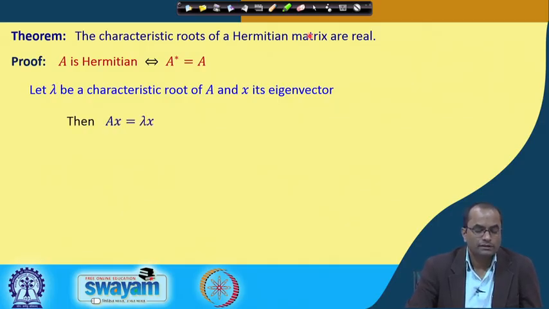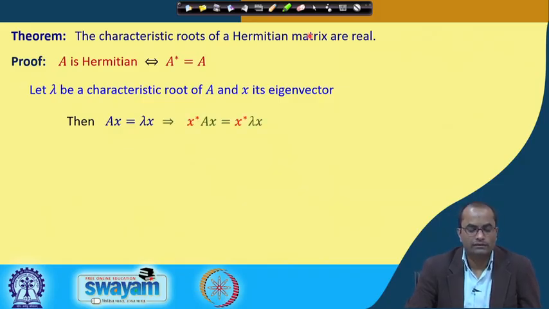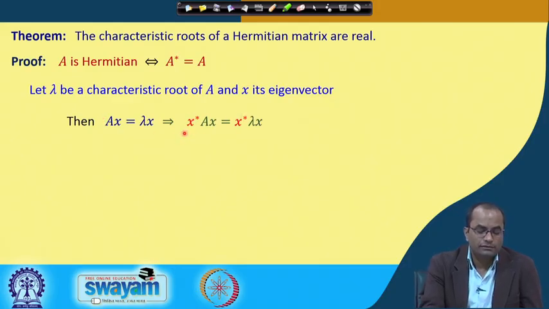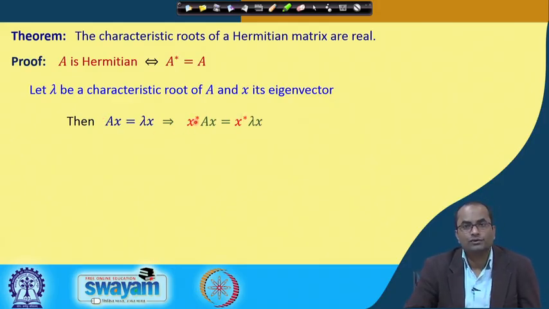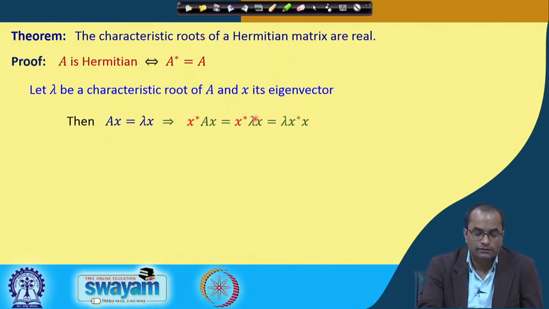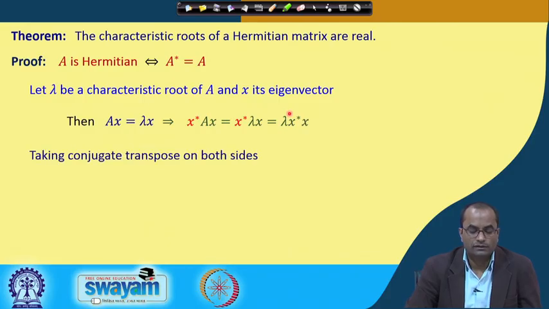How? We have A x is equal to lambda x, that is the relation of the eigenvalue and eigenvector. We multiply both sides by this x star term. What is x star? Again the transpose of x and its complex conjugate. We have multiplied by this vector on both sides, and lambda is a constant term, so we can always take it to the front. This is x star x. So, we have x star A x is equal to lambda x star x, that is one relation.